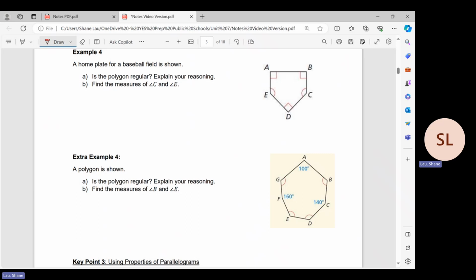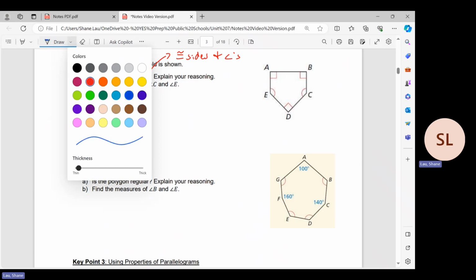Well, remember, to be regular means to have congruent sides and angles. It doesn't tell me anything about my sides, so it's up in the air whether I can confirm that for sure. But if we look at our angles, notice that angles A, B, and D are all 90-degree angles, and E and C seem to be some sort of obtuse angle. Because we don't know for sure that the angles are all congruent, this is not a regular polygon.